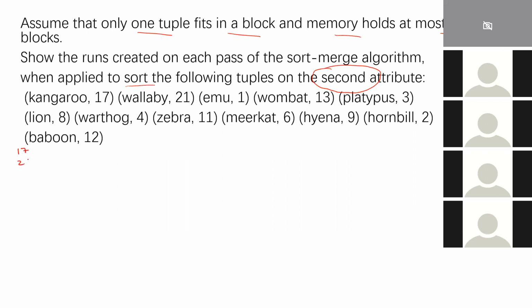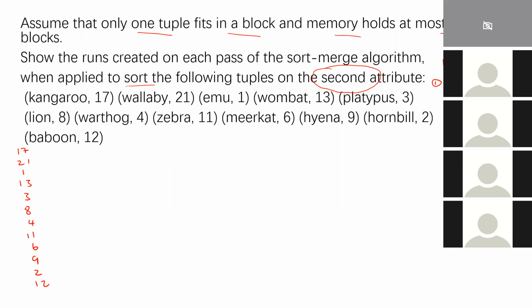Because I'm lazy. So 1, 13, 3, 8, 4, 11, 6, 9, 2, and 1, 2, 3, 4, 5, 6, 7, 8, 9, 10. Okay, yeah, good. So there are 12 elements here, 12 tuples. What's the first thing you want to do?